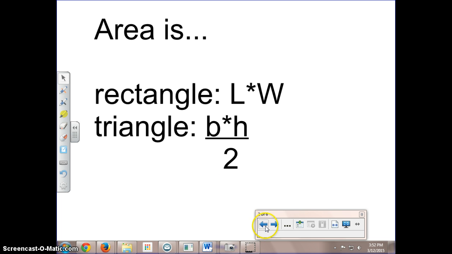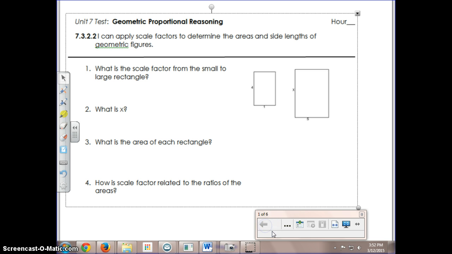All right, now that we have that in our head, we're going to be using that all day today. So, question 1, now that you have the sheet in front of you, asks, what is the scale factor from the small to the large rectangle? Pause the video and try it on your own, please.